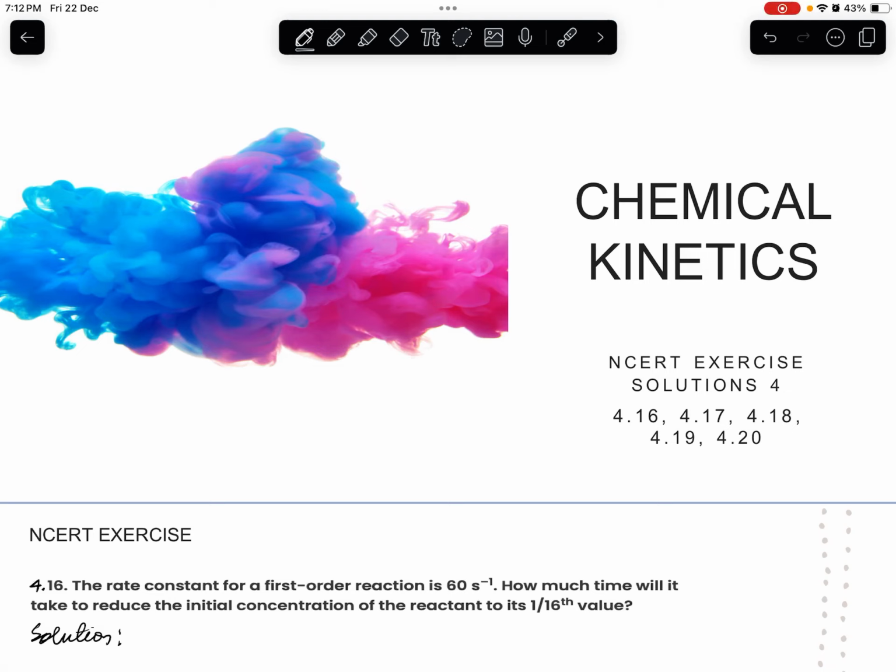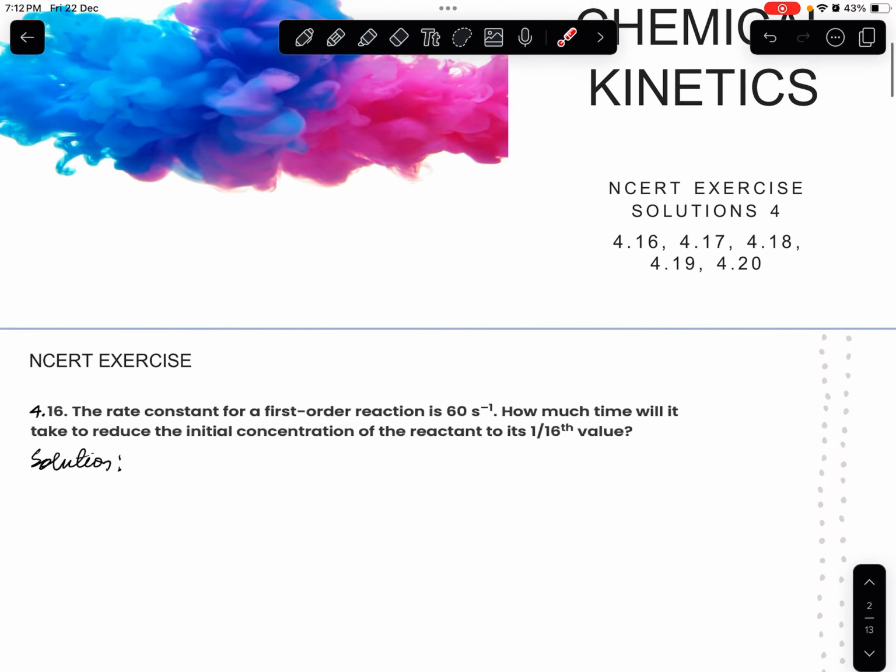Exercise solution for chemical kinetics, and today we'll be doing problems 4.16 to 4.20. So let's start with 4.16. Here they have given the rate constant for a first order reaction as 60 per second. So the very first information is the value of the rate constant, which is 60 per second.